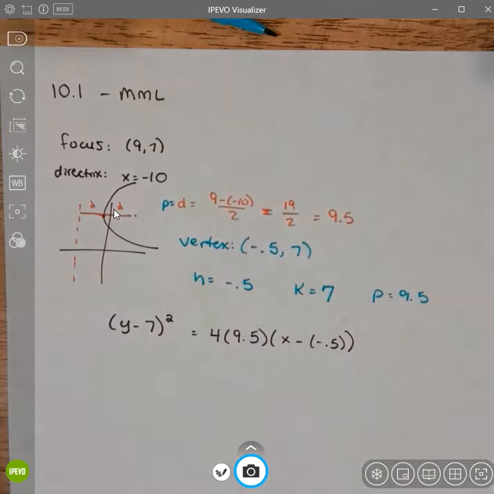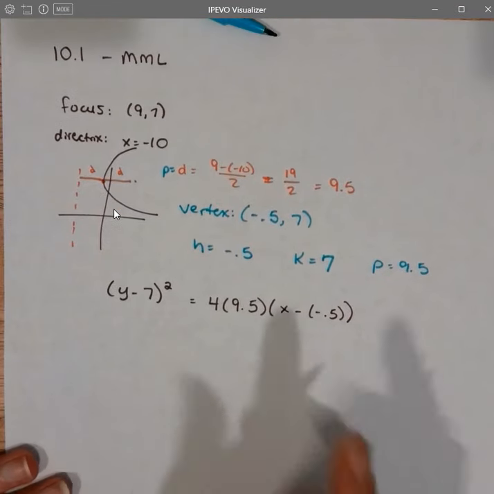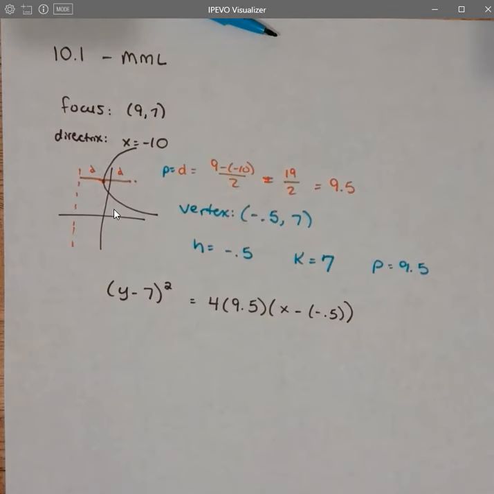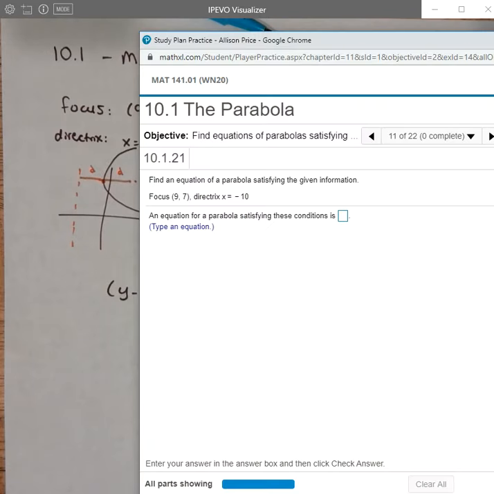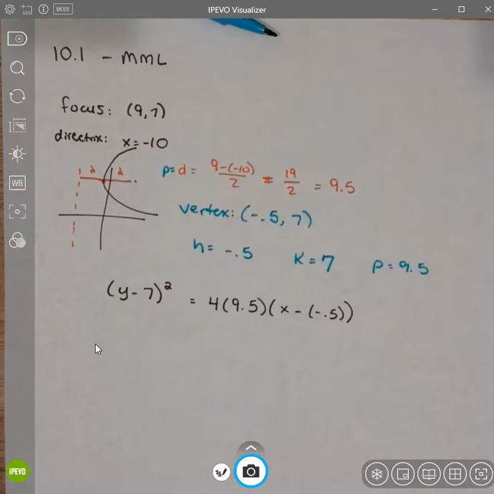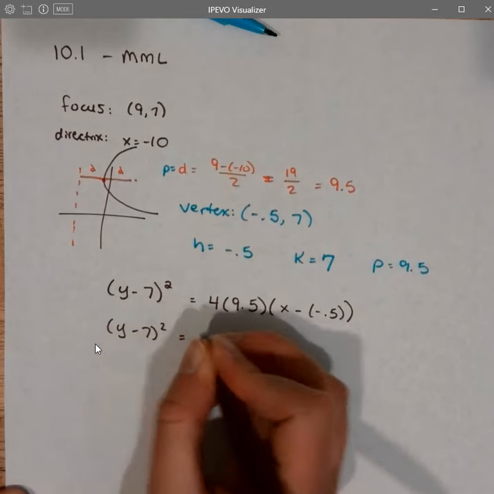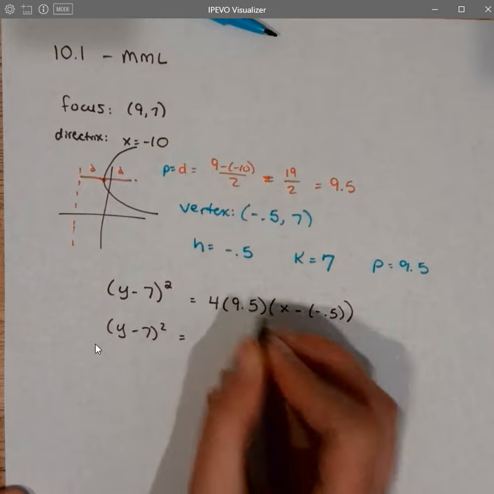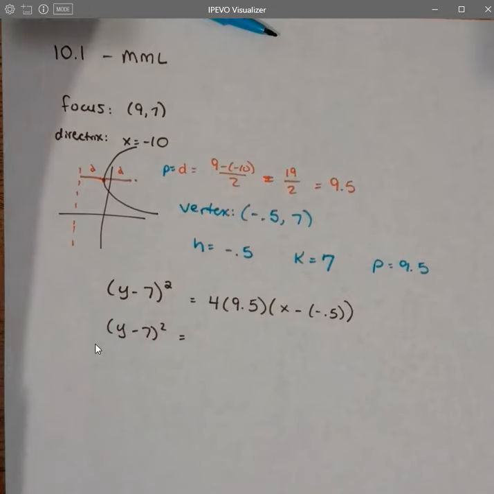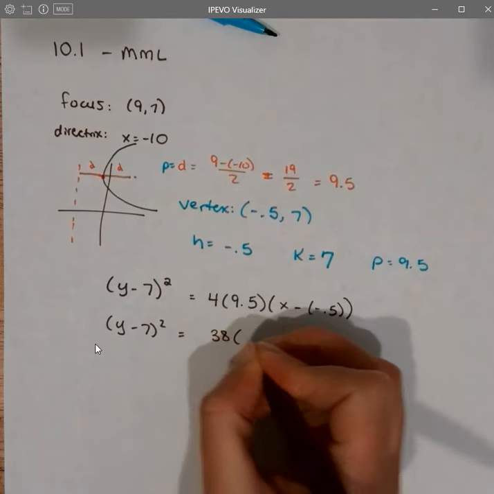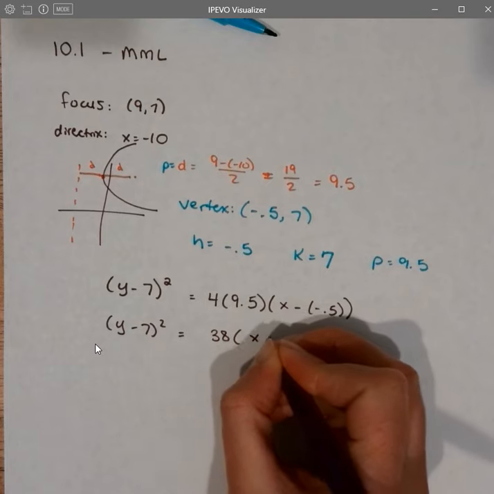All right, I'm going to simplify this before I try typing it in. One of the things is that 9.5 is, again, 19/2. I wonder how it wants us to type it. I don't know how much simplification it wants us to do, but I'm going to assume it's going to want me to reduce it, make it pretty. So y minus 7 squared equals, and so this would be, what is 4 times 19/2, or 4 times 9.5? So that gives me 38. And then this is going to be x plus 1/2.